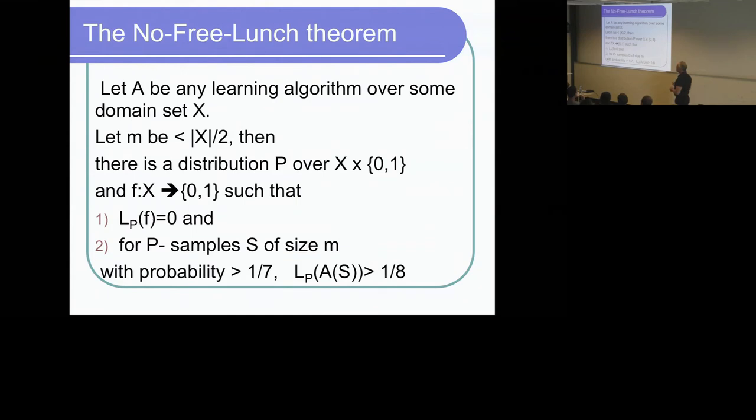It's for a discrete set X, but it means that if X is infinite, then no sample size will suffice. So that's another good point. Here it's phrased as if I take the size of X and divide by 2, but it just means that if X is infinite, no sample size will suffice. So philosophically, it's a very interesting statement.